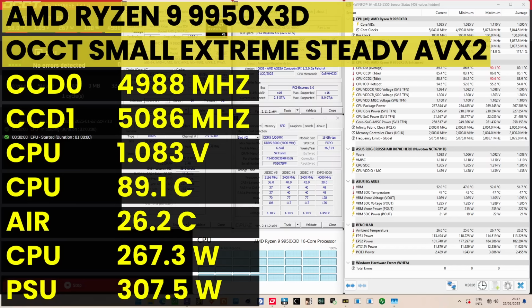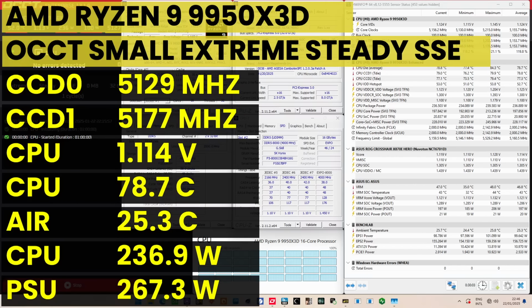The average CPU temperature is 89.1 degrees Celsius. The average CPU package power is 267.3 watts. When running the OCCT CPU SSE stability test, the average CPU CCD0 effective clock is 5129 MHz and CCD1 effective clock is 5177 MHz with 1.114 volts. The average CPU temperature is 78.7 degrees Celsius. The average CPU package power is 236.9 watts.